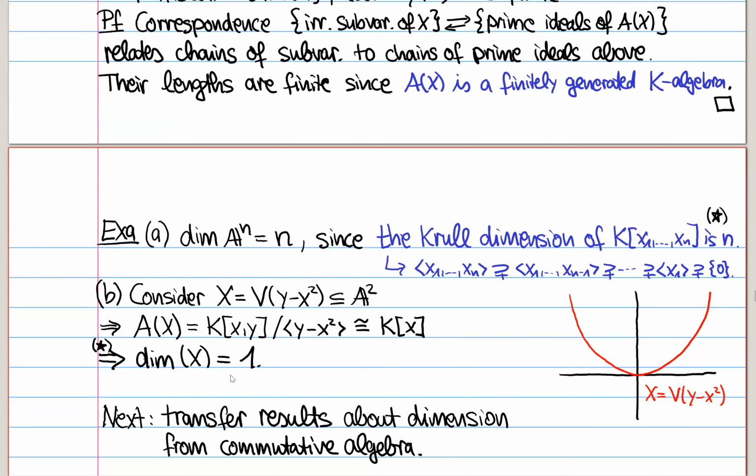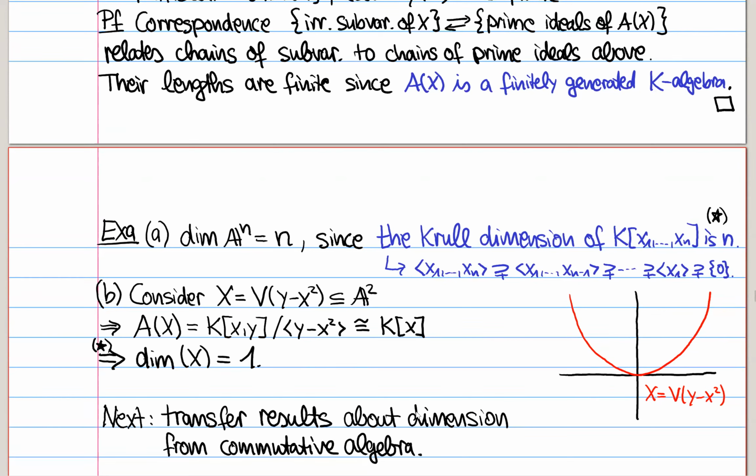And this kind of fits with the picture, because here the ambient space A2 is two-dimensional when we have a single equation. And in the real picture, I mean, it really looks like a curve, a one-dimensional real thing. So everything makes sense so far. And these were some examples.